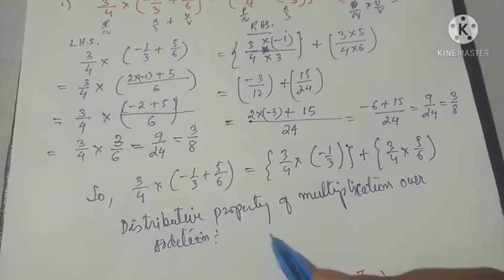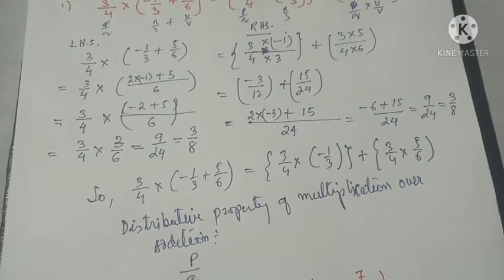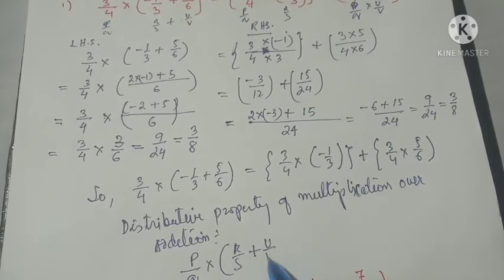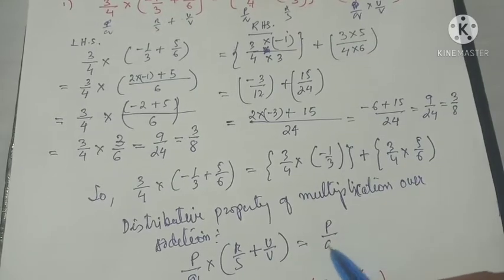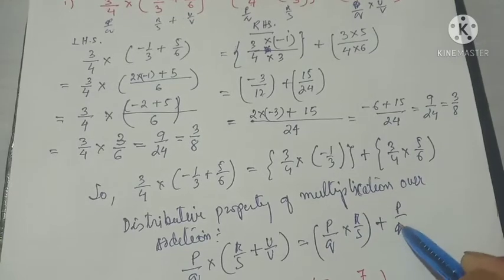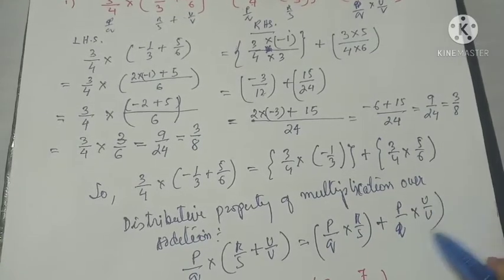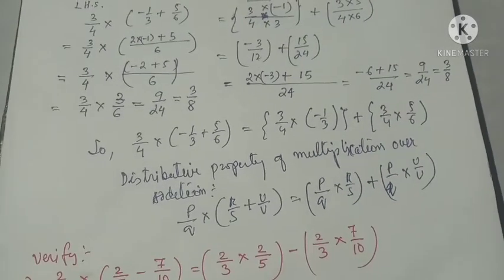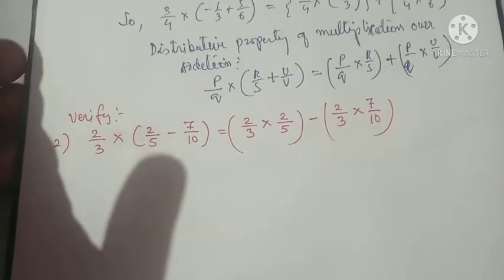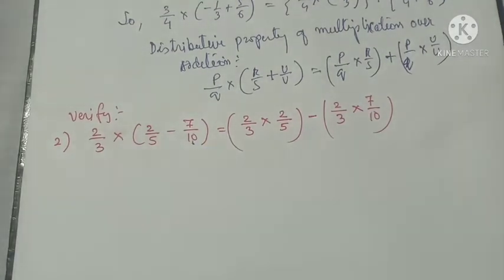This is the first part. That means P by Q into (R by S plus U by V) is equal to P by Q into R by S plus P by Q into U by V. Understand? This is the first property, the distributive property of multiplication over addition. And again, we need to verify the second part, that is the distributive property of multiplication over subtraction. We need to verify this also.